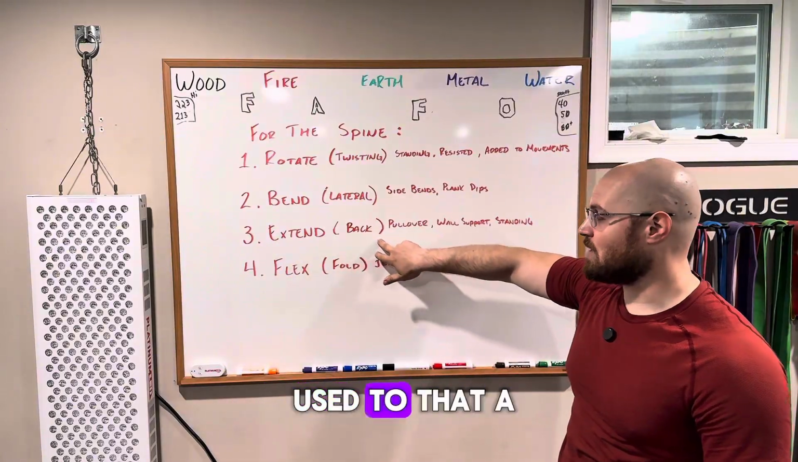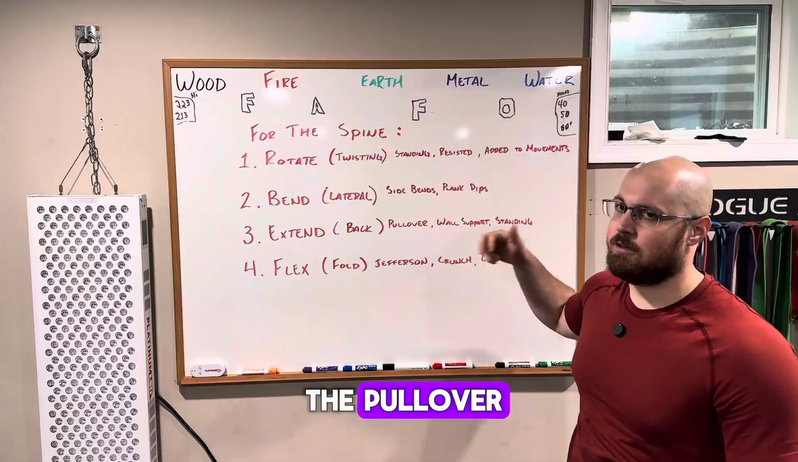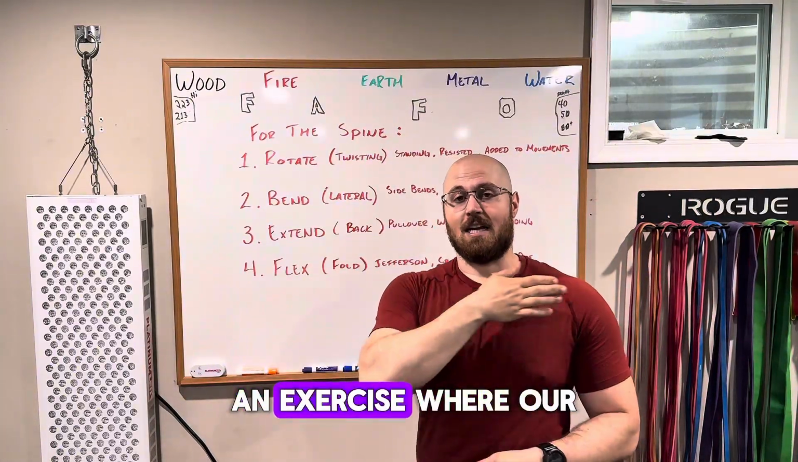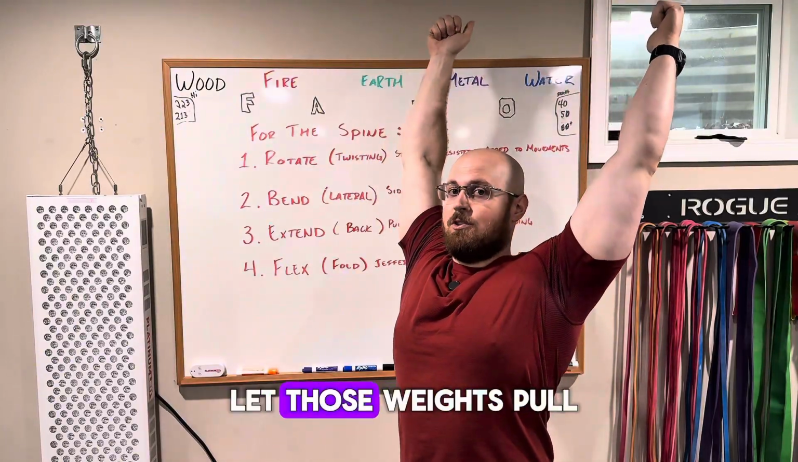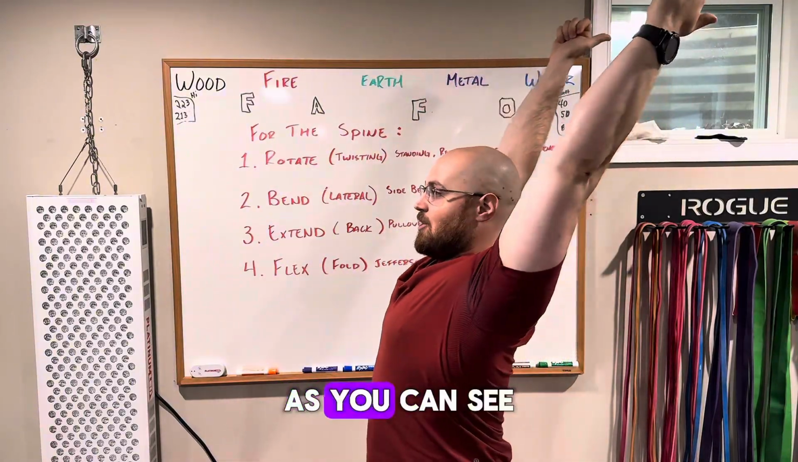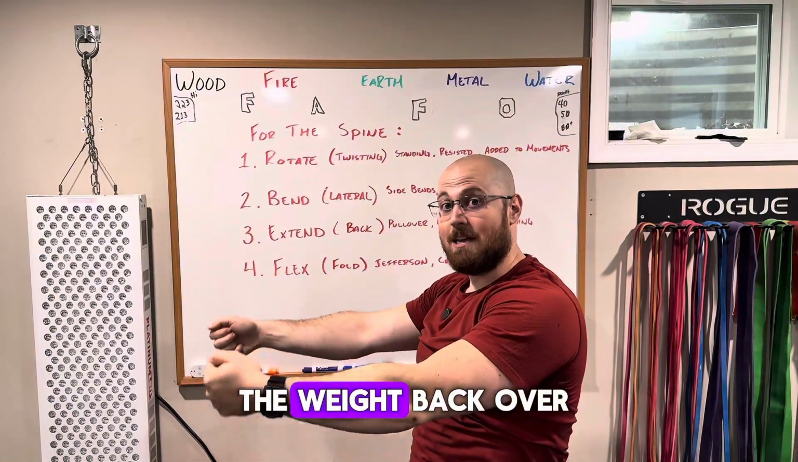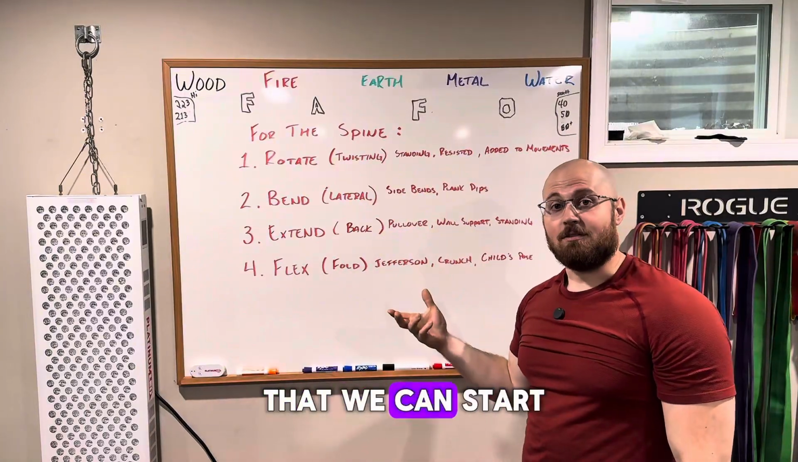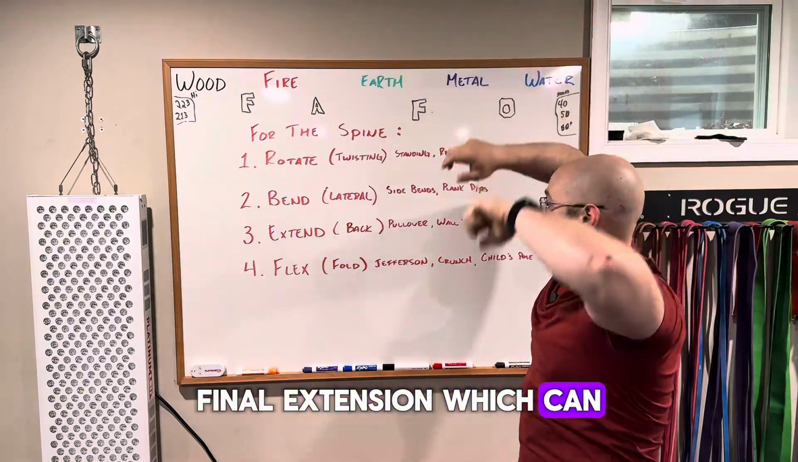Now, once we get used to that a little bit more, we can start adding some more resistance with the pullover and the wall-assisted bridge. The pullover is an exercise where our back is on a bench, we have weights in our hands, and we let those weights pull us back, as you can see, into that big extension position, and then we pull the weight back over our body. That's a good way that we can start working in some long arm and spinal extension, which can be tougher.